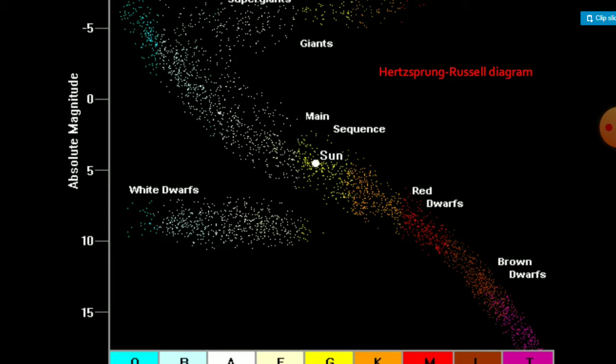Before that, you must know about the HR diagram. What is an HR diagram? An HR diagram is a plot of absolute magnitude versus surface temperature of a star, or luminosity versus surface temperature, or the spectral classification of a star. It is an important tool to understand the star's properties like mass, size, surface temperature, and evolution of the star. So now see the spectacular diagram here.